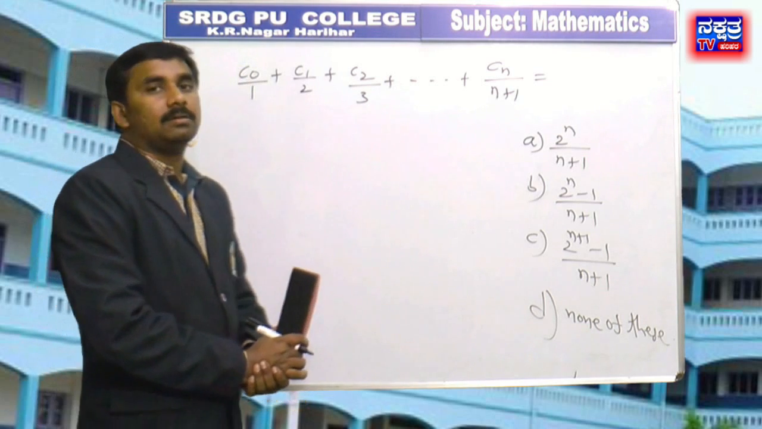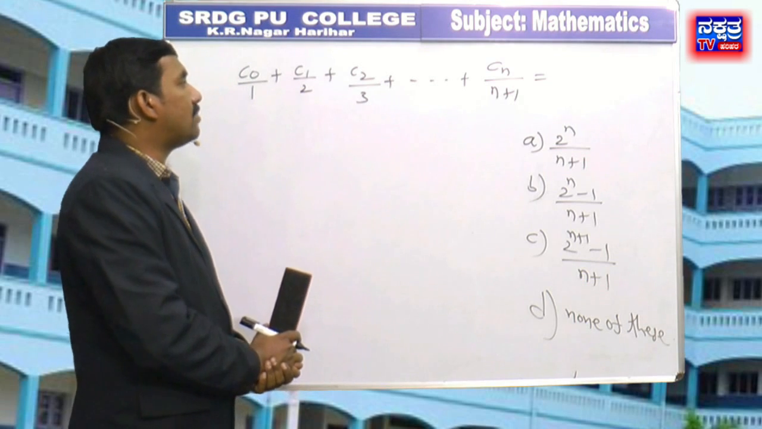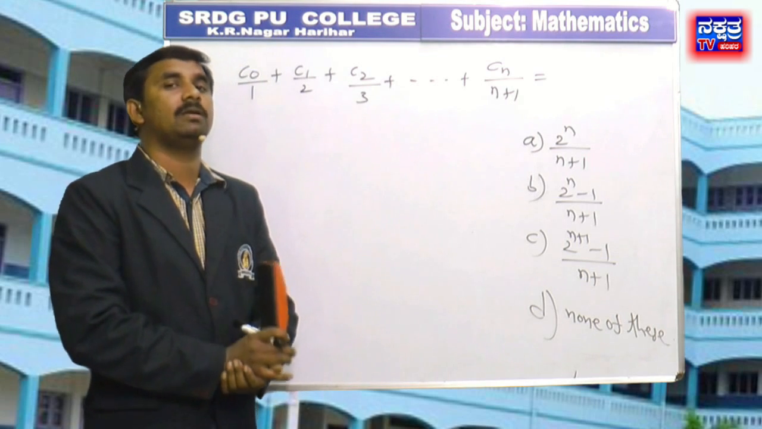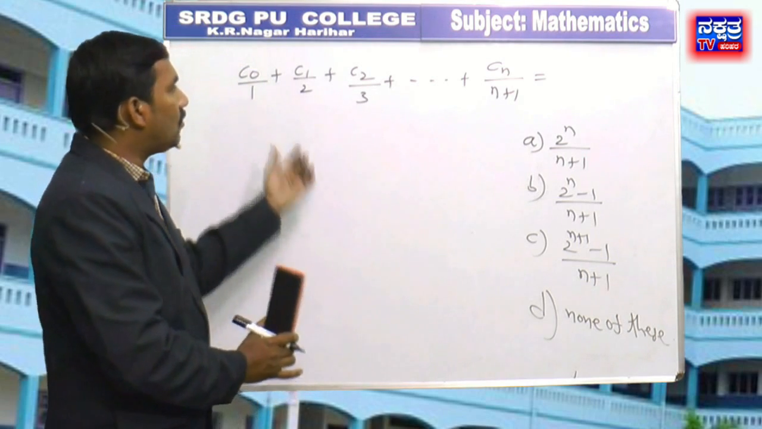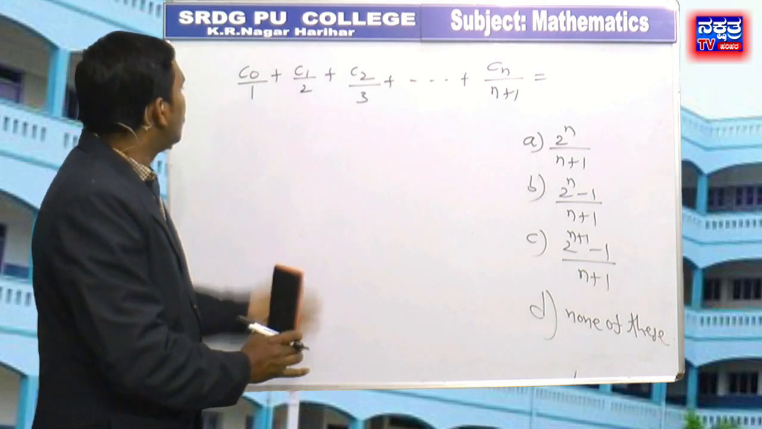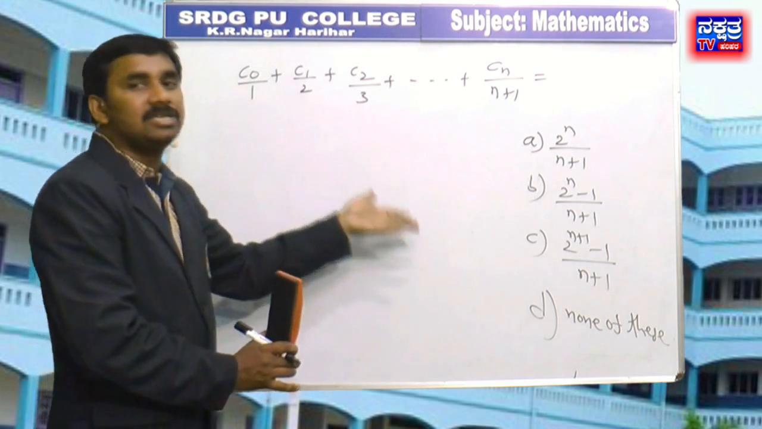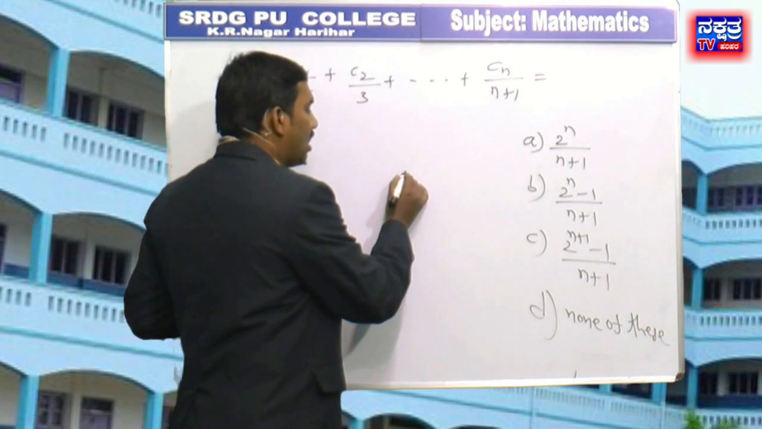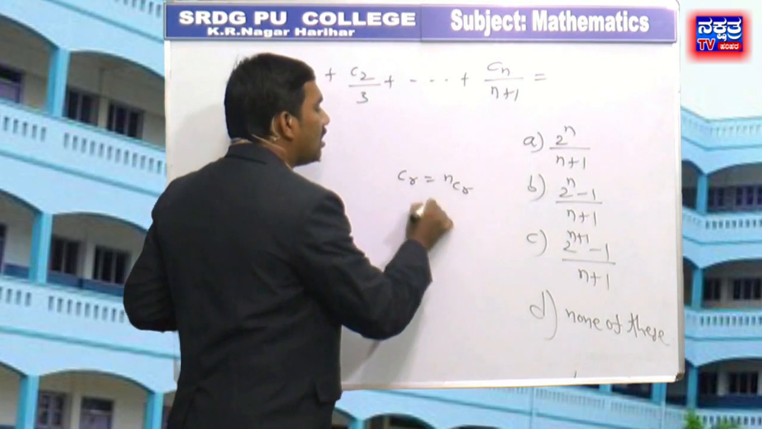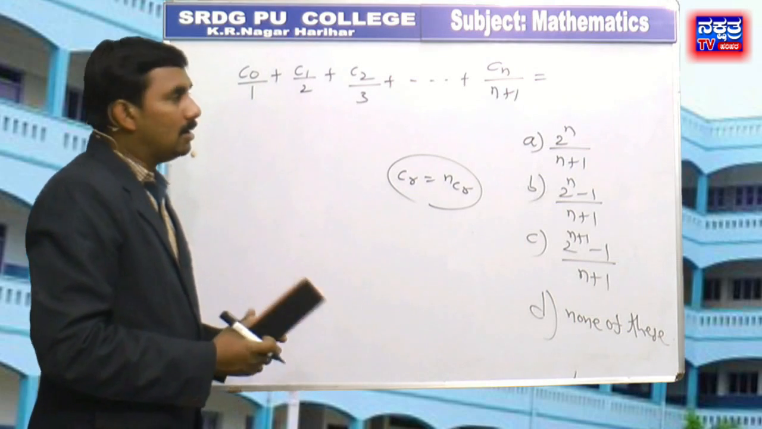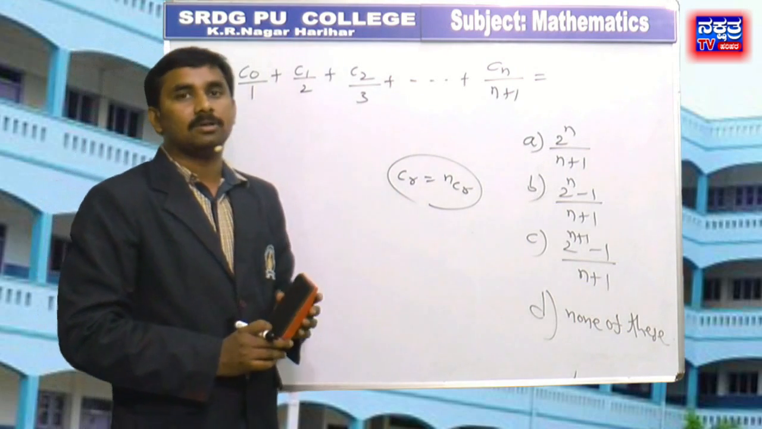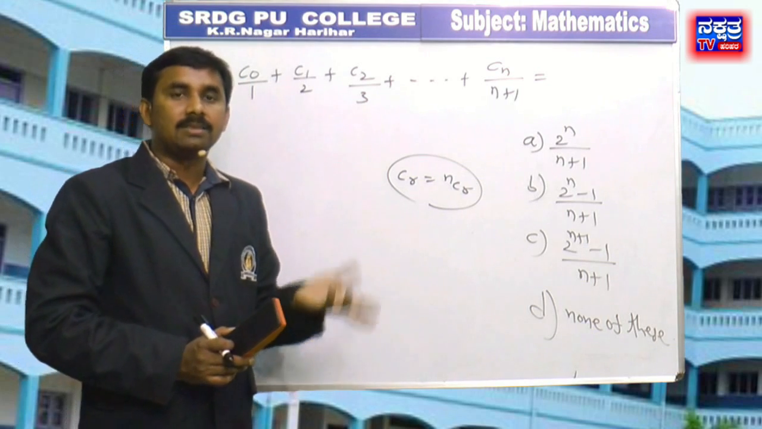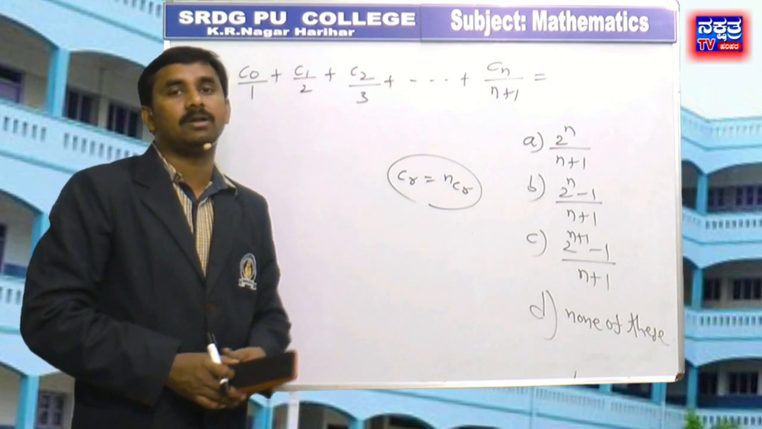Dear students, in competitive exams, on the maximum properties of binomial coefficients, a number of questions are asked. This is one model of that question. C0 means nC0, C1 means nC1, so Cr means nCr. This is the representation. For this type of problem, there are differentiation or integration methods to frame the solution, but it's better to go for the verification method in competitive exams.